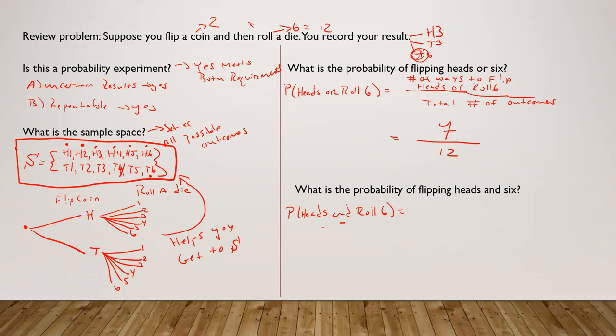Okay, so now an "and" statement. Logically, with an "and" statement, both arguments have to be true for it to be a true statement. Like if I say, I'm a math teacher and an English teacher, that is not a true statement, because I'm not an English teacher. But if I say, I am a math teacher and I tell fantastic jokes, that's a true statement, right? Both arguments are correct. So here it's just simple division: the number of ways to flip heads and roll six, divided by the total number of outcomes.